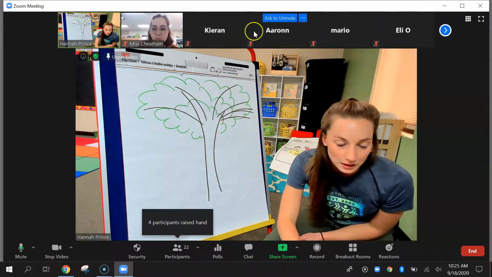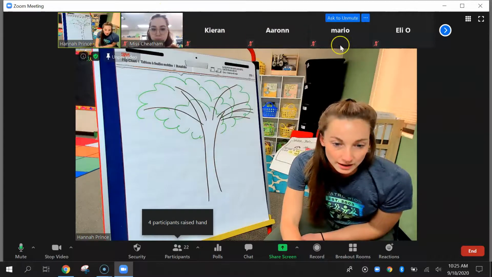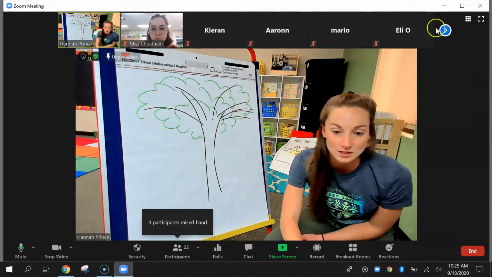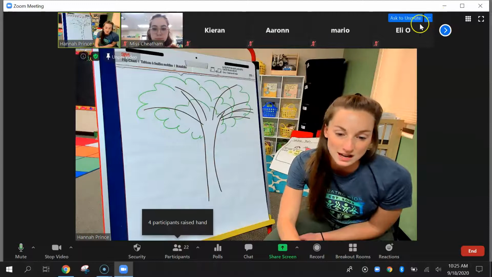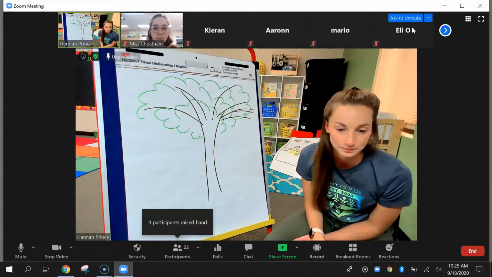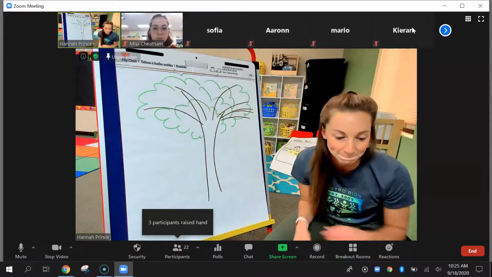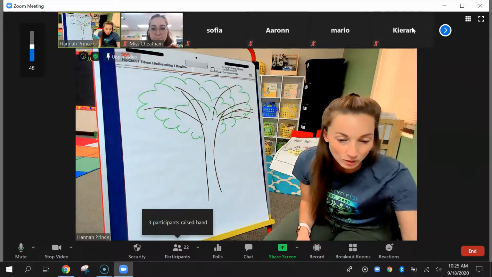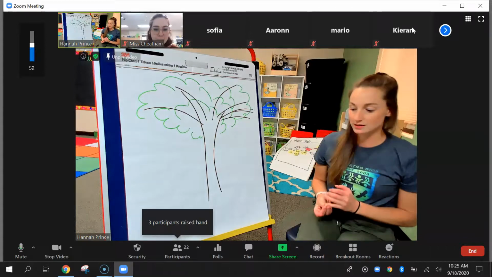So, I'm looking through, we let Kieran share, Aaron. This doesn't mean you don't get another chance. I just want to make sure everyone has had a chance today. Eli, have you got to share today during science? Okay, Eli, what is one way that we use trees?